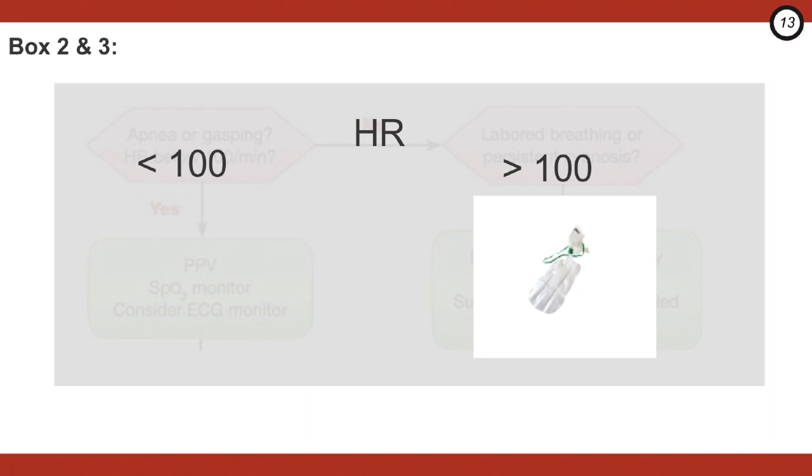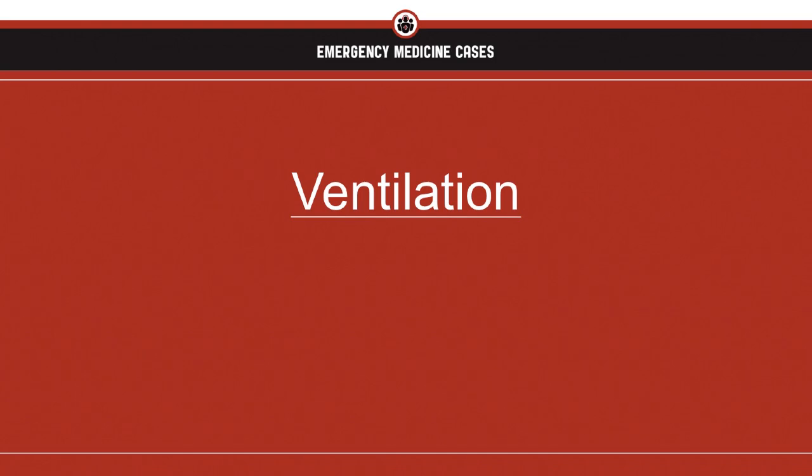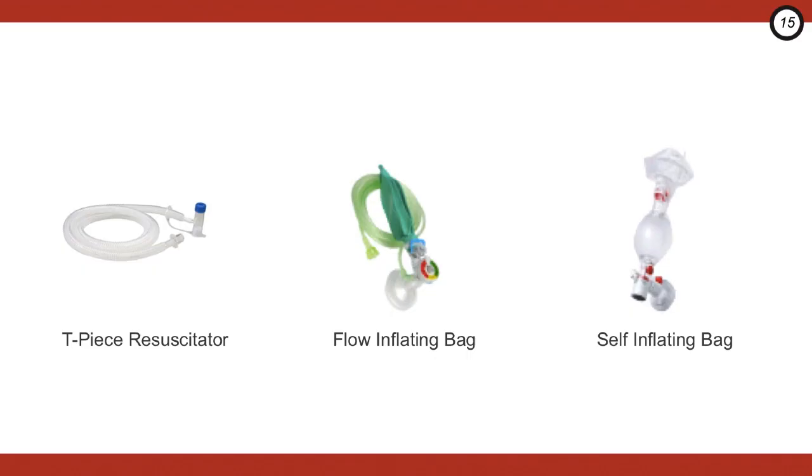You can apply supplemental oxygen and then you can also consider positive pressure ventilation. If the heart rate is less than 100, in addition to some of the steps we've just mentioned, you want to start positive pressure ventilation. So let's review that. There are several different ways to provide PPV. First, you can have a T-piece resuscitator, flow inflating bag, and a self-inflating bag. Figure out what your institution has and get your hands on it. For the pros and cons of each, there's a great video in the show notes.